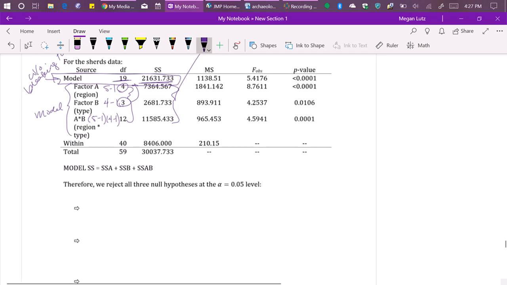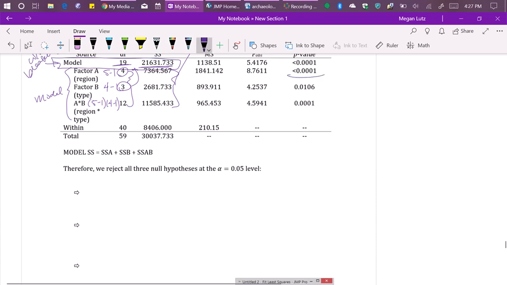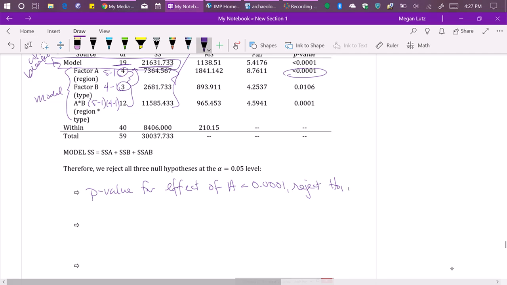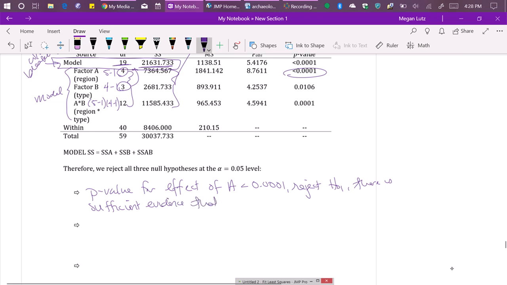So we can draw our conclusions, and I think we've done this. So we saw that the p-value for the main effect for factor A is less than 0.0001. So we reject the null hypothesis that we first posited. So there is sufficient evidence that the true mean number of sureds found differs for at least one region.